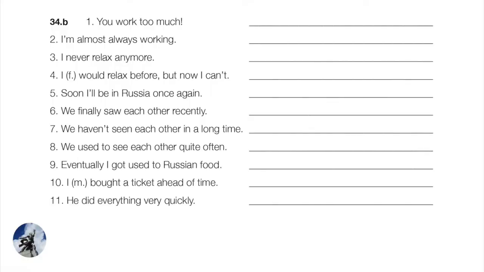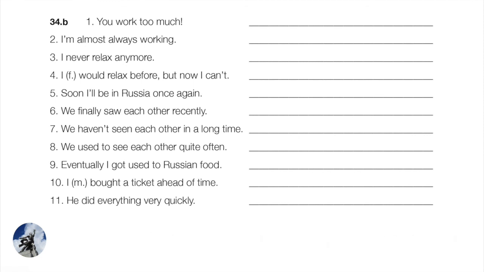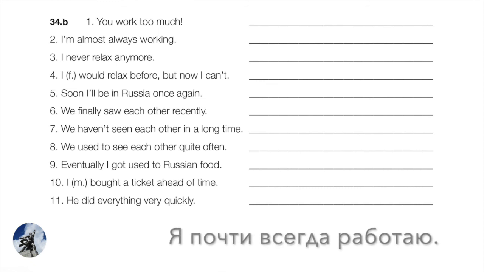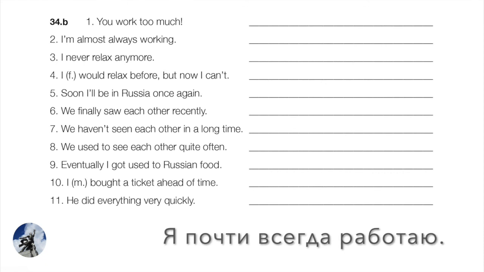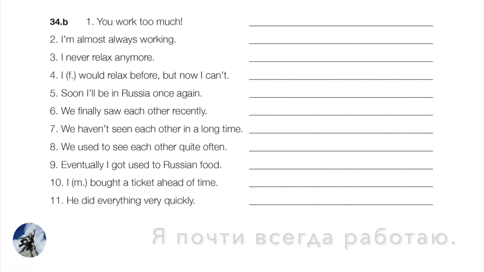Okay, let's try a few of these to create some Russian sentences. You work too much. Ты работаешь слишком много. Too much. Слишком много. I'm almost always working. Я работаю. There's our subject and verb. And the almost always, почти всегда. We're combining a couple of adverbs there. Почти всегда.